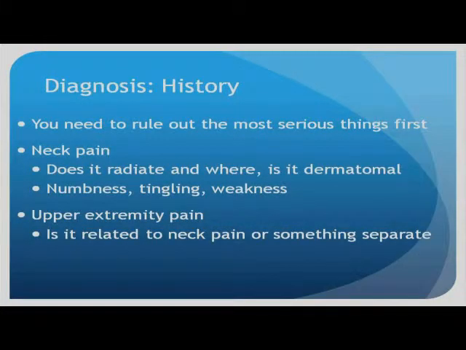When you are trying to diagnose a patient with upper extremity pain and neck pain, they very often will travel as a pair. You always, just like everything else in medicine, have to rule out the most serious things first. It doesn't do any good to have a patient with no somatic dysfunction if their heart's not working. So you always want to make sure that what you're treating actually is a mechanical musculoskeletal issue.